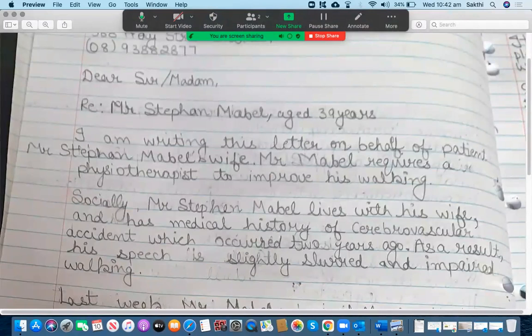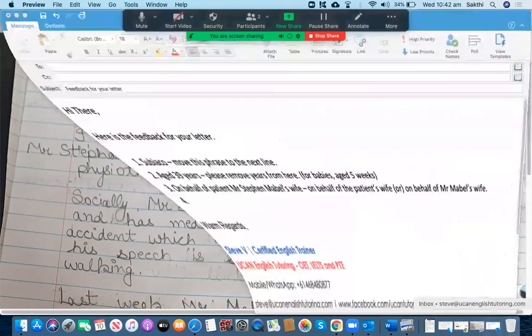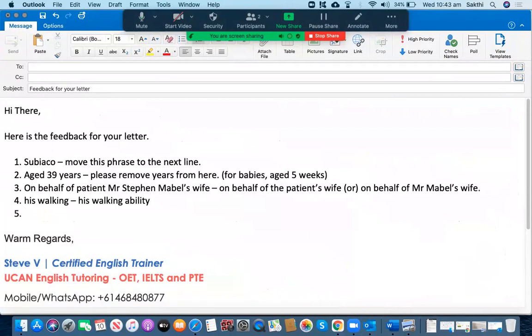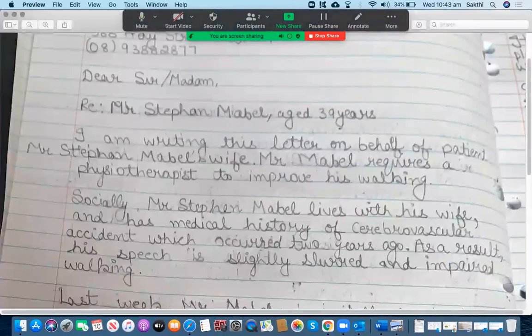Mr. Mabel requires a physiotherapist to improve his walking. It's not walking, but improve his walking ability. Improve something, it could be an ability. So his walking ability. Requires a physiotherapist to improve his walking. So instead of writing just his walking, you have to say his walking ability. That's what you've got to do. Right. Let's go to the next one.